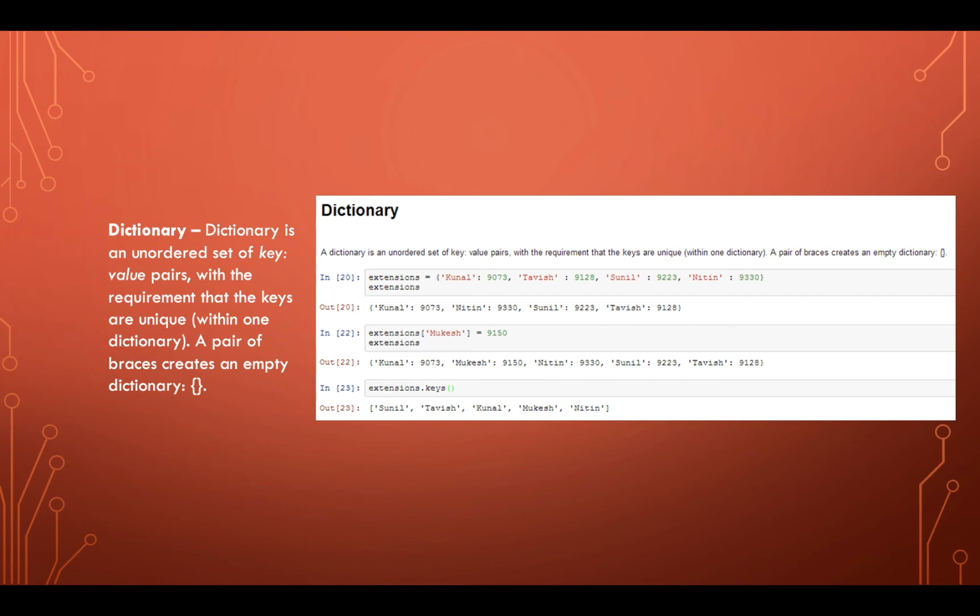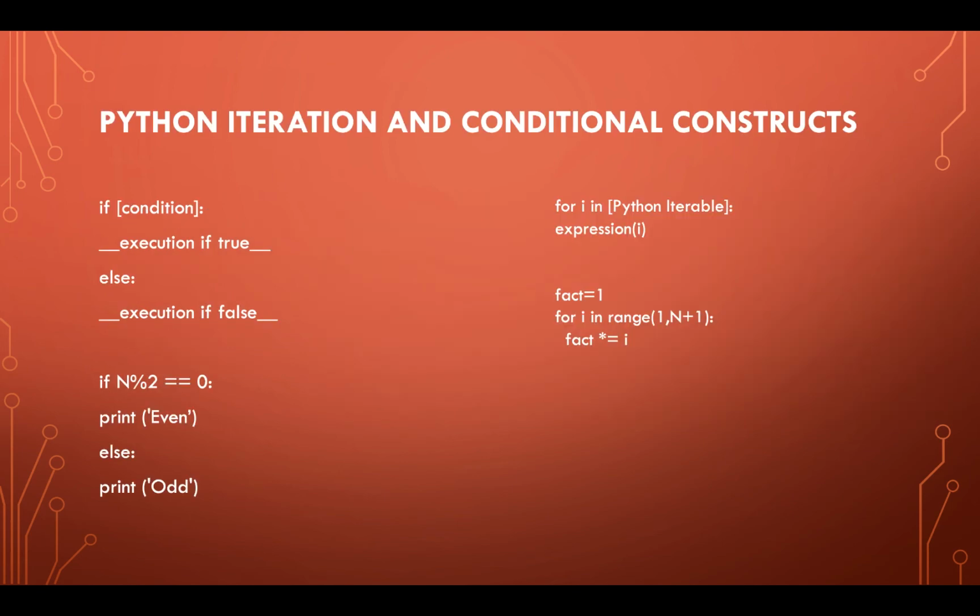You can make changes. Then we also have Python iterations and conditional constructs. So for statements, if statements, if else statements, all of these will appear. For example, here if n is divisible by 2, then print even, if not print odd, like that. This is also very largely used in Python algorithms and Python programming.